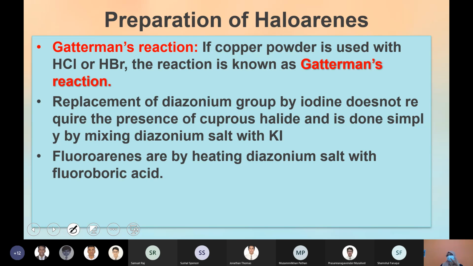And for iodo compounds, you have to use strong oxidizing agents, HNO3 or HIO4, etc. In Sandmeyer's reaction, you will use copper halide, that is Cu2Cl2 or Cu2Br2. And for the Gattermann reaction, instead of halide, you'll just take copper in presence of HCl or HBr. To get a fluoro or iodo product, you just need to heat the diazonium compound with KI to get iodo, and with fluoroboric acid to get fluoro. This is also a two-step reaction, because you have to prepare the diazonium compound. That is common.